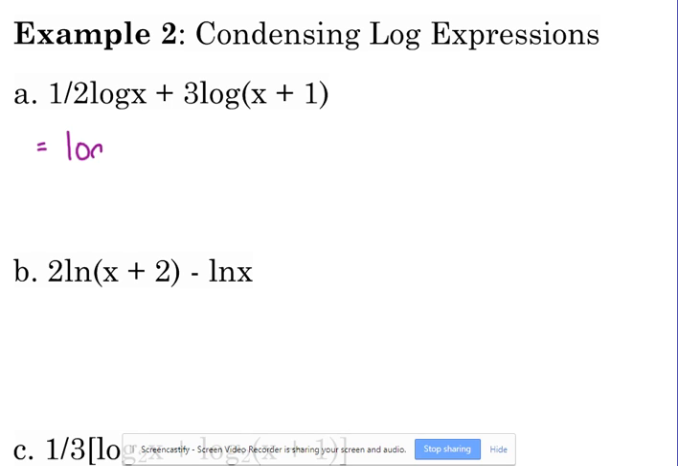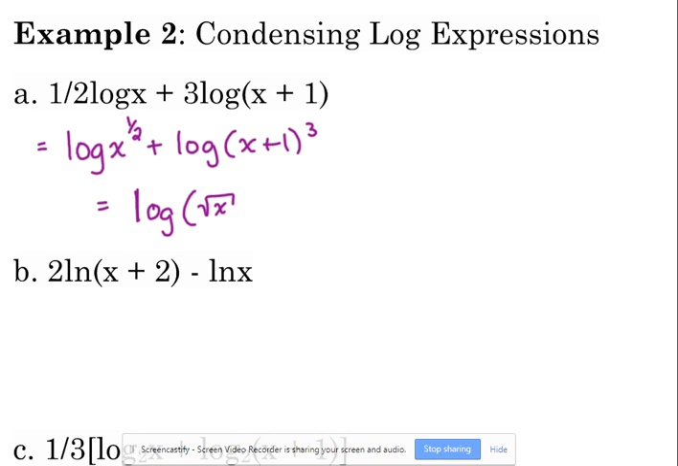So for example, with A here, we need to move the 1/2 power first and move that 3 to become x plus 1 cubed. Then, since we're adding the two logarithms, that is a single logarithm of the product. And we'll write that as the square root of x and x plus 1 cubed. Notice the parentheses. You have to make sure that you're clear about what all is inside that logarithm.